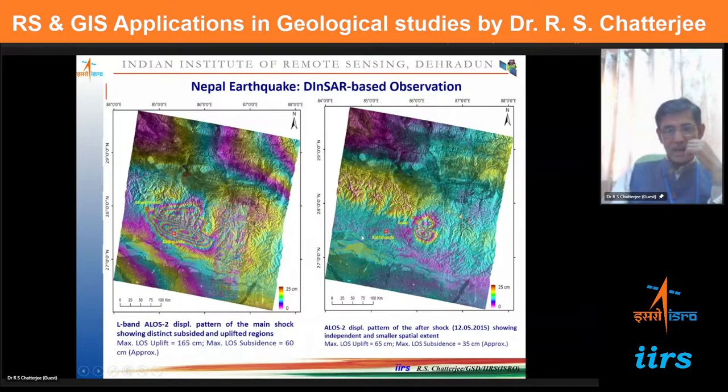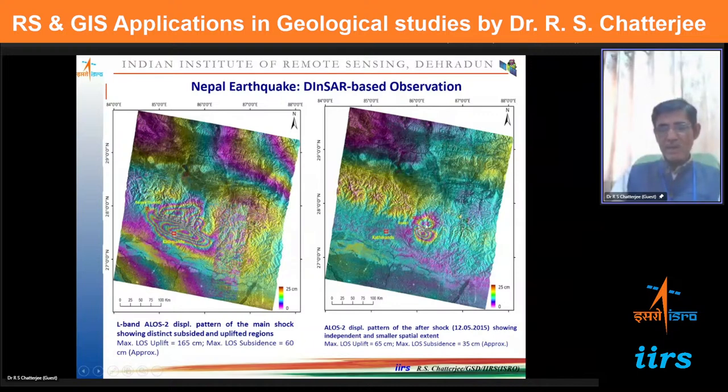And in the case of the Kodari area, you see there are similar kinds of movements, but because the magnitude was less, only 7.3, the affected area is much smaller, and the total movement is also much lesser than this. Here you see the total uplift near Kathmandu is around 65 centimeter.